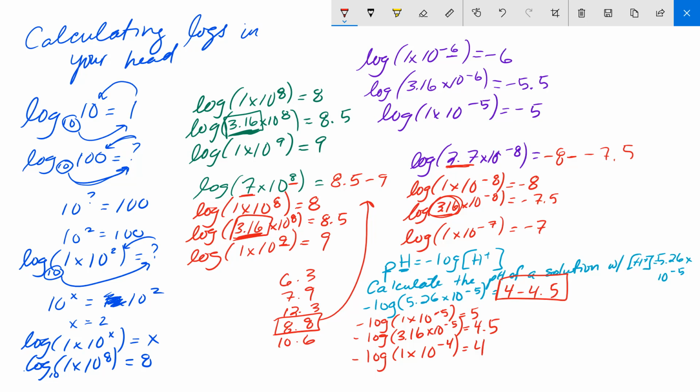Now if you were to punch into your calculator negative log of 5.26 times 10 to the negative 5th, you would get out 4.28 or 4.3, which is right in the range where we predicted it would be and would be the correct answer you'd select on the DAT.